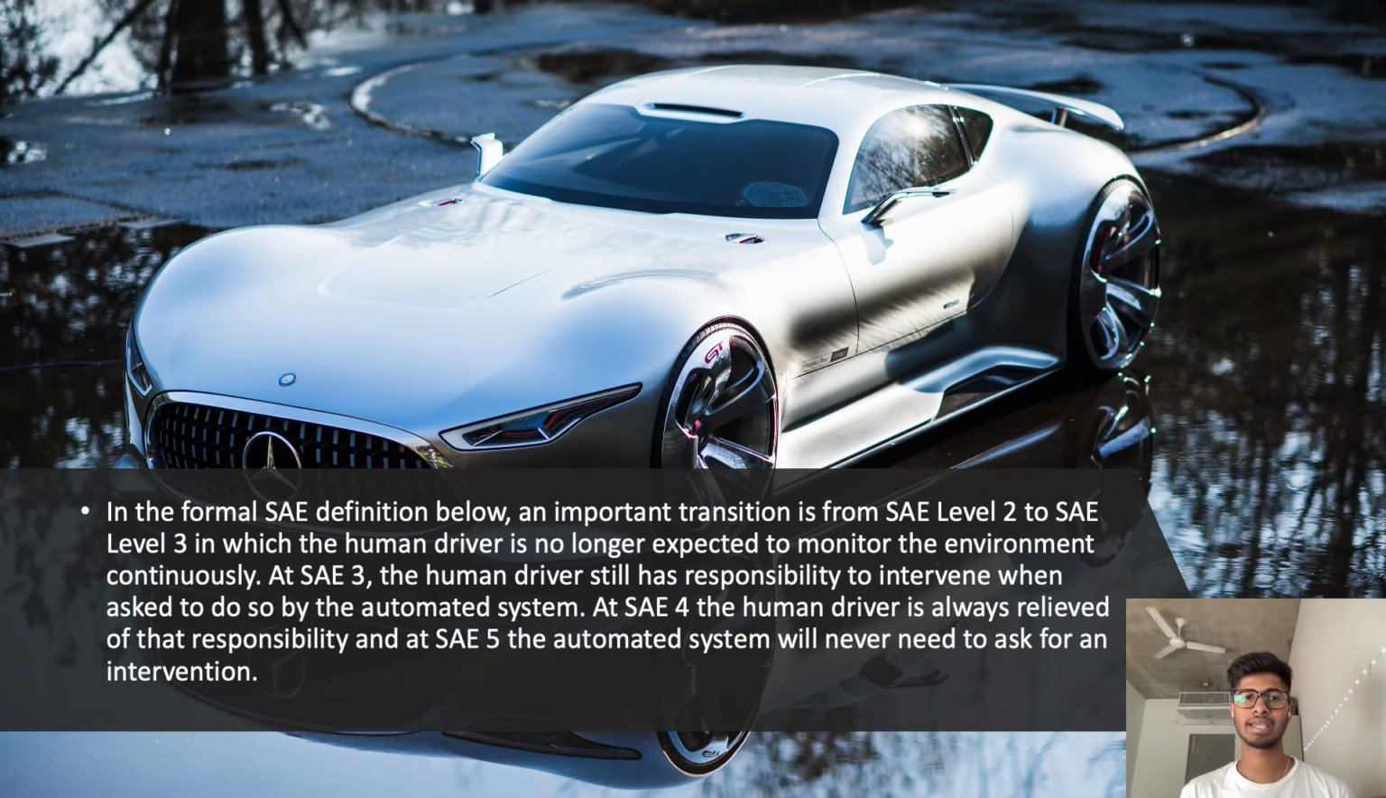In the formal SAE definition below, an important transition is from SAE level 2 to SAE level 3, in which the human driver is no longer expected to monitor the environment continuously. At SAE 3, the human driver still has a responsibility to intervene when asked to do so by the automated system. At SAE 4, the human driver is always relieved of the responsibility, and at SAE 5, the automated system will never need to ask for an intervention.